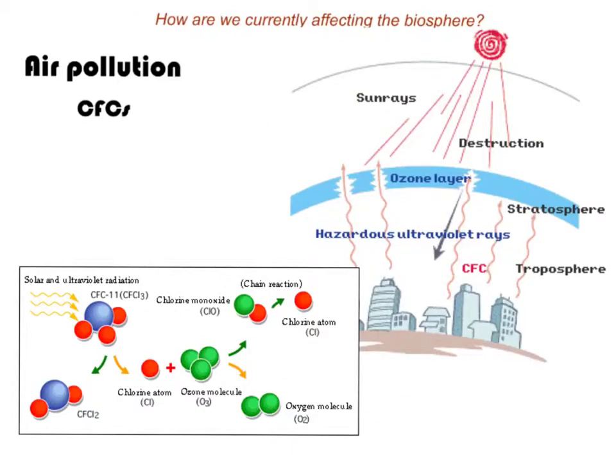Another huge impact that human population growth has had on our ecosystems would be pollution.